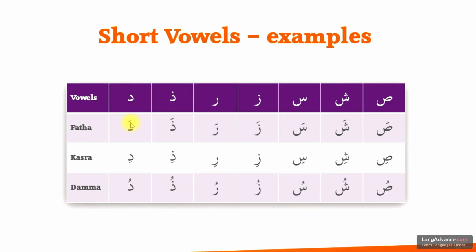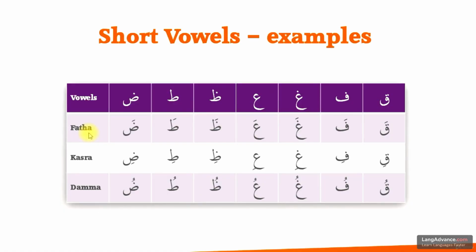The other letters: da, dha, ra, za, sa, sha, sa. For kasra and these letters: di, dhi, ri, zi, si, shi, si. For dhamma, it's du, dhu, ru, zu, su, shu, su.